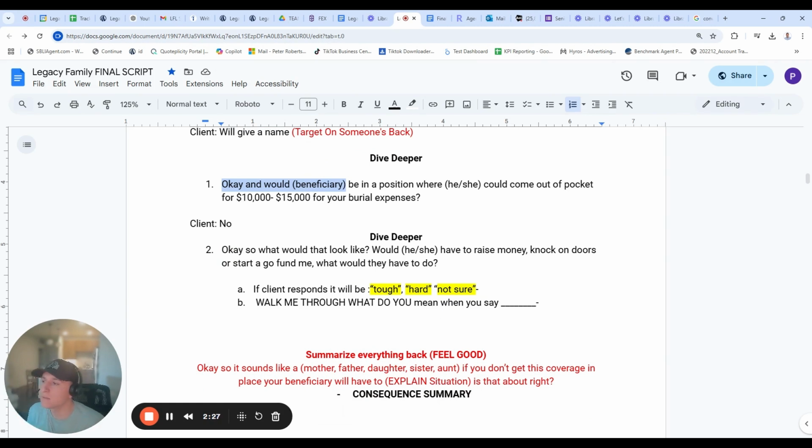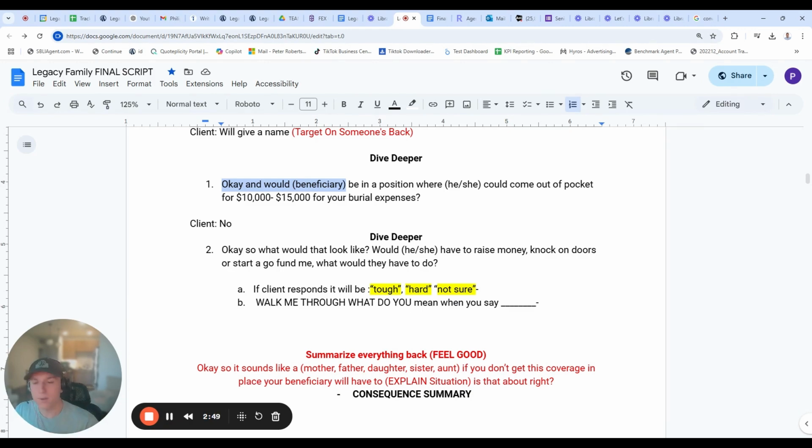Well, he don't have the money. He's on disability, so he's going to have to probably get a loan from the bank. Oh my gosh, so he's on disability. He doesn't have the money and he's probably going to have to get a loan from the bank. Wow. And do you feel like he could get approved for a loan, or what would that look like for him? And then you can keep diving deeper.